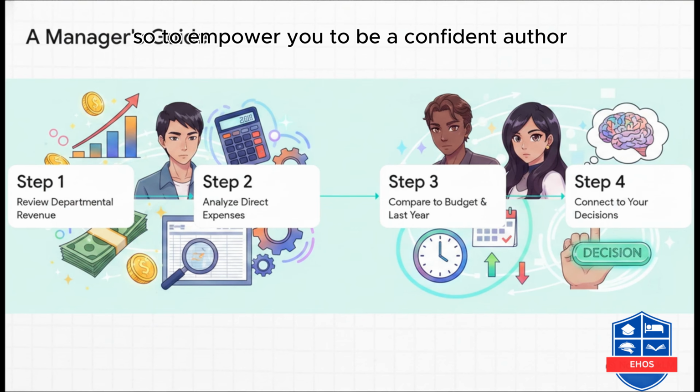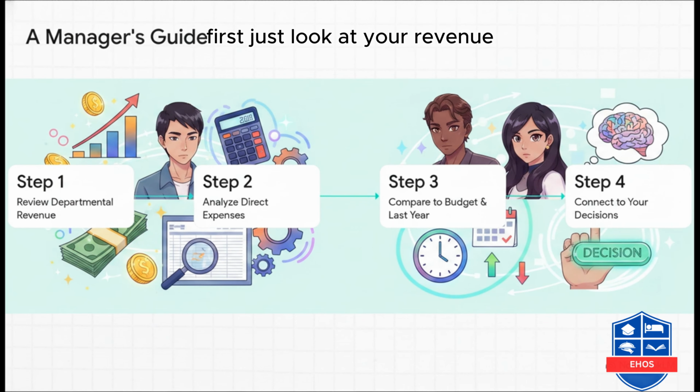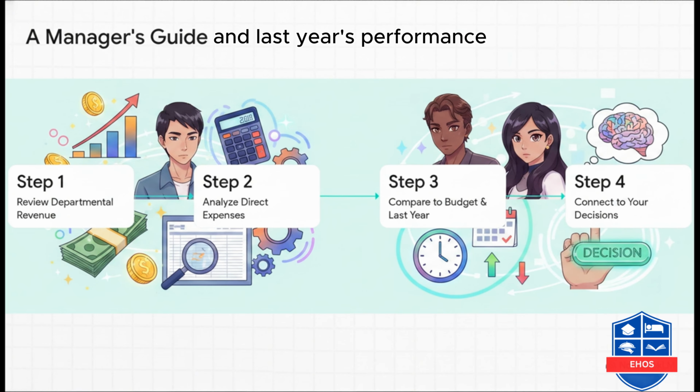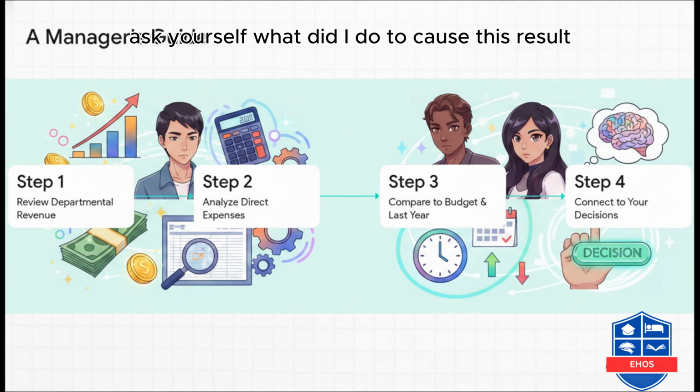So, to empower you to be a confident author, here's a simple guide. When you get your report, first, just look at your revenue. Then, analyze your direct costs. What drove them? Third, immediately compare those figures to your budget and last year's performance to get that critical context. And finally, and this is the most important step, connect the numbers back to your own operational decisions. Ask yourself, what did I do that caused this result?